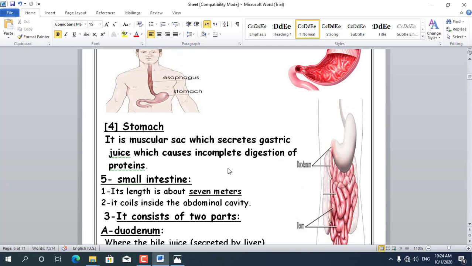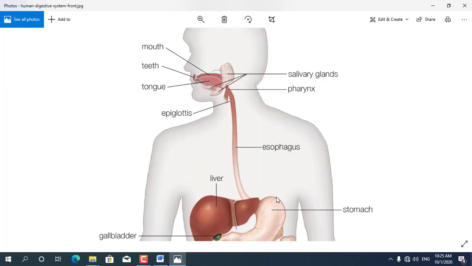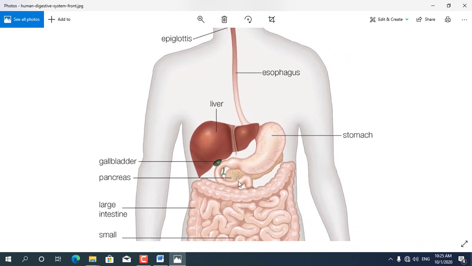يبقى الفانكشن بتاعت الاستومك it secretes gastric juice that makes incomplete digestion of proteins as it changes protein into a semi-liquid substance after few hours to be digested easily. زي ما احنا شايفين كده ده شكل الاستومك، عبارة عن sac muscular organ شبه الساكة بتعمل increase in size.